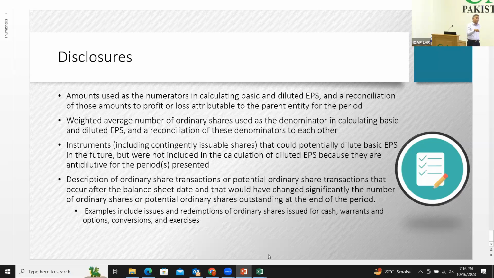The day the right is split from the share is called the ex-rights date. The day the right starts trading in the market separately from the share. Otherwise, it is in the share, cum-rights.